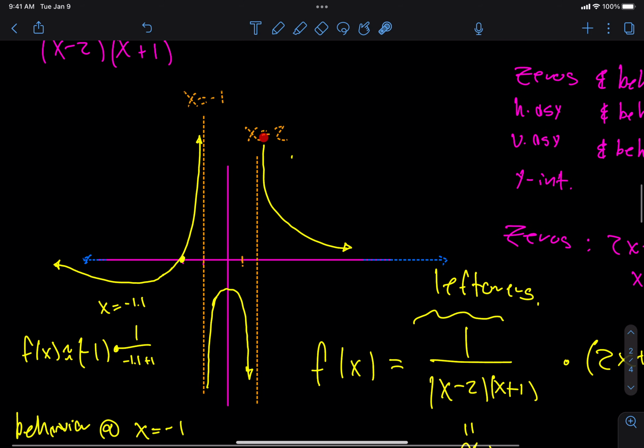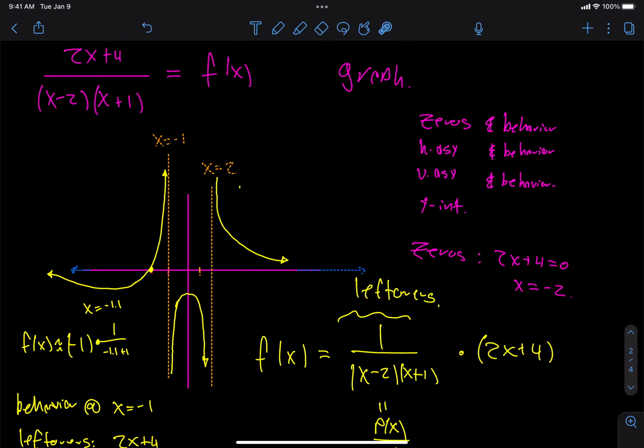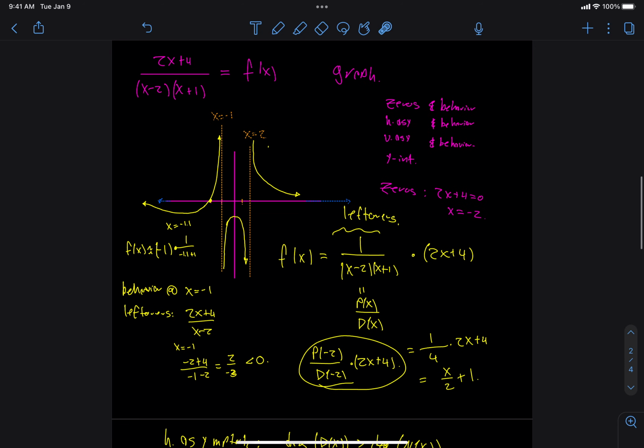Same deal with up here. We know we're above the x-axis. We have to approach this horizontal asymptote from above on the right-hand side, because otherwise we would have to cross the x-axis, right? And if we did that, we would have a 0 out here, but we don't have a 0. So at the end of the day, we've gotten the graph of this rational function.